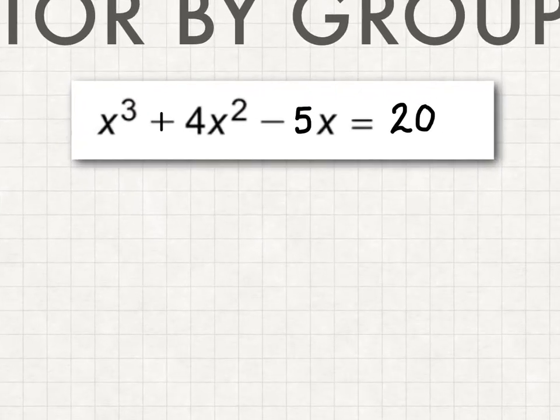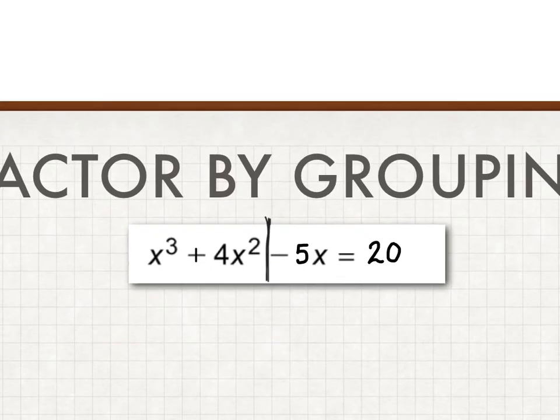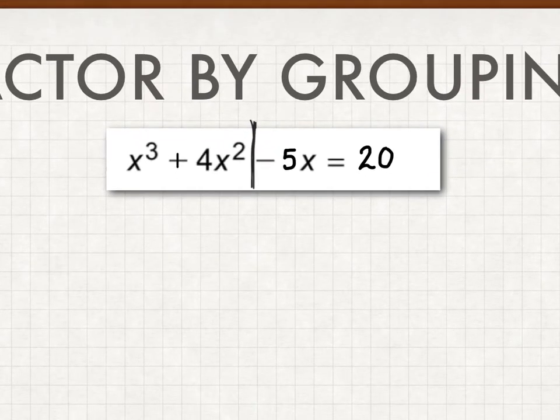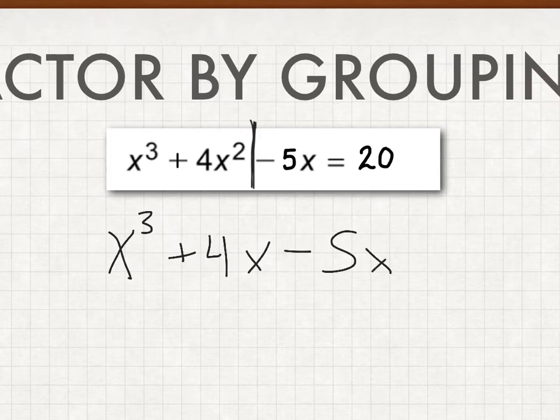Okay, so now we split it in half. In this one, we need to do one thing first because we still need this to be equal to 0. So how do we get this equal to 0? Minus 20 on both sides. So our new equation is going to be x cubed plus 4x minus 5x minus 20. And now we can split it in half.